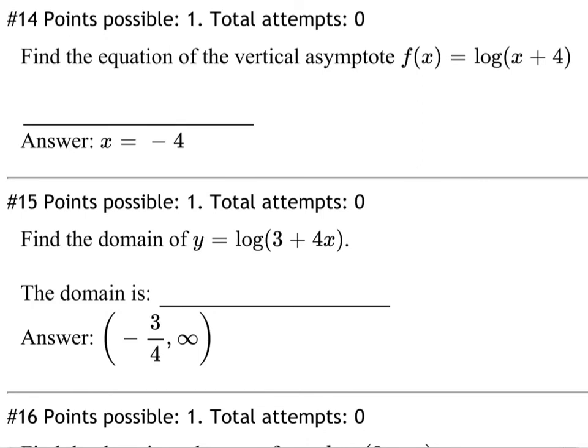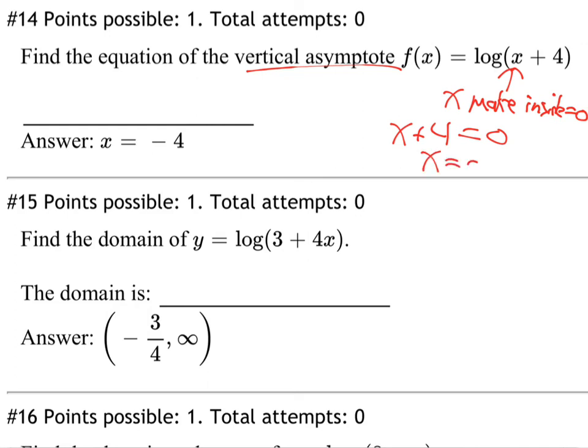Number 14. So now they want us to find the equation of the vertical asymptote. Remember where the vertical asymptote is? It's what makes the inside equal 0. So take x plus 4 and say what x will do that? Well, x equals negative 4. There's the answer. Now this next one's going to be a little trickier.